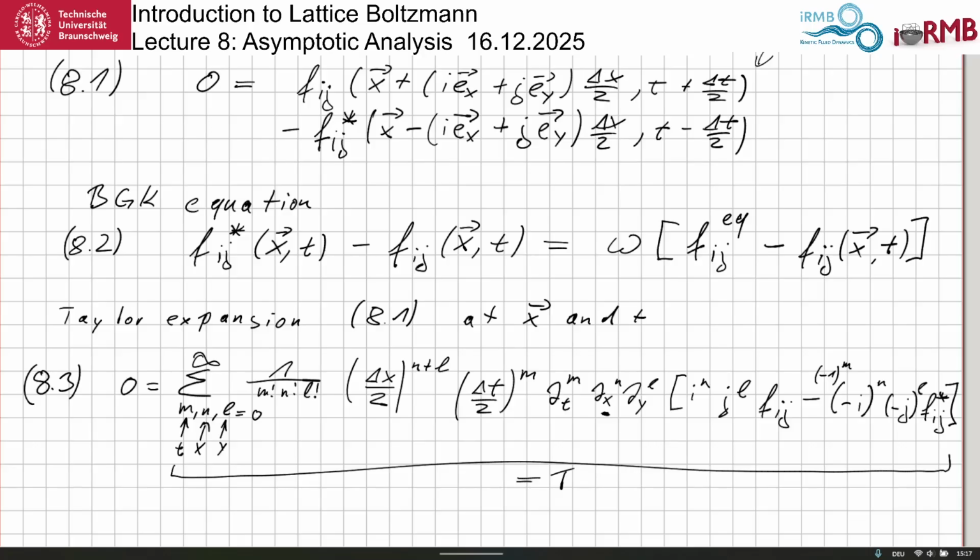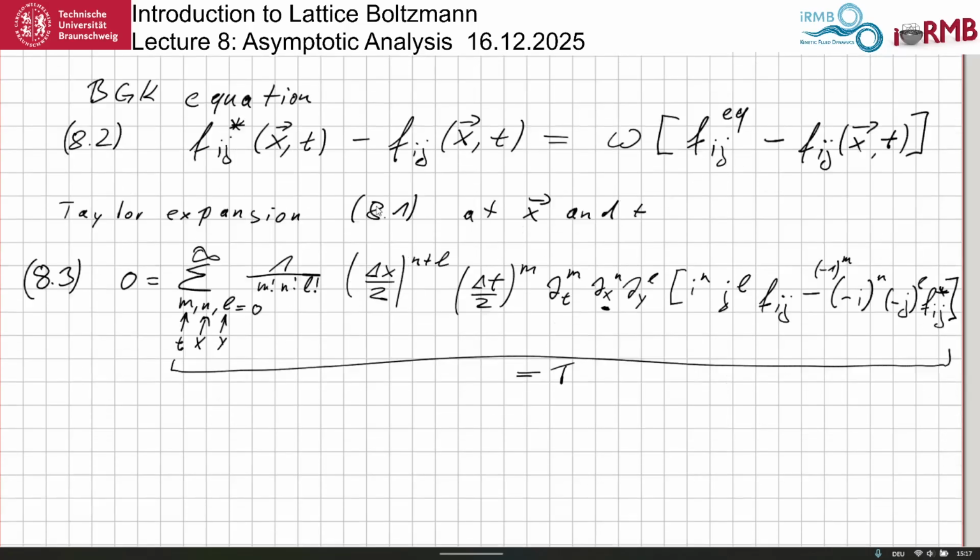I have been told by some people that I'm making assumptions here which I cannot do. Taylor expansion, of course, assumes regularity up to infinity.